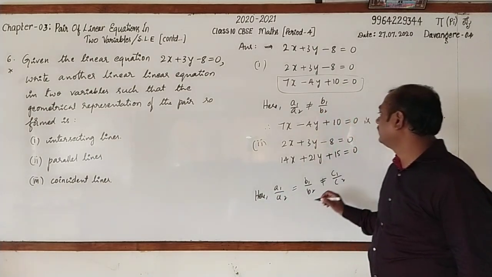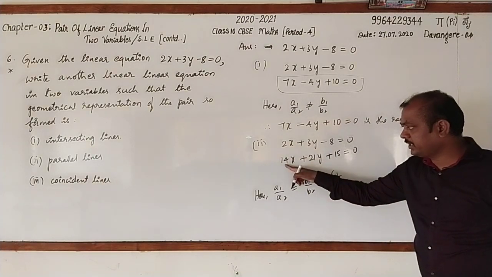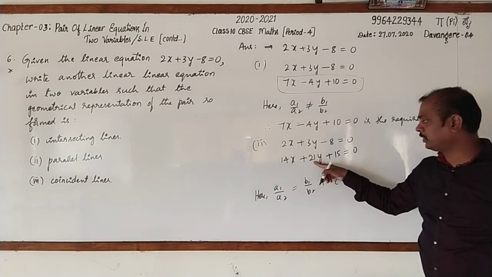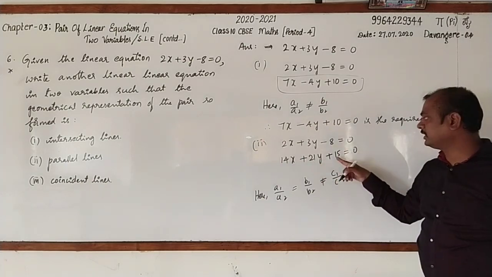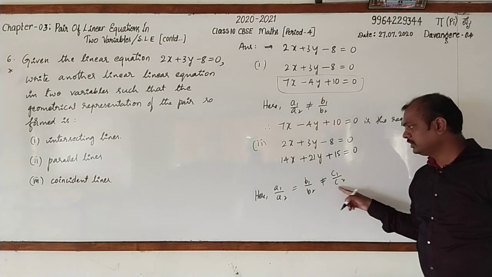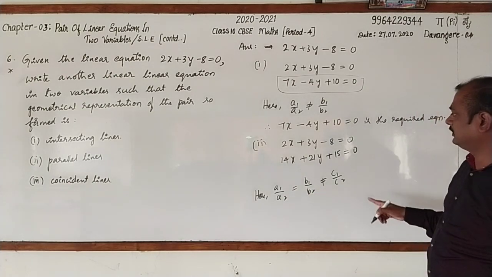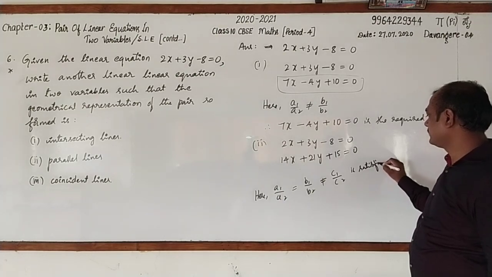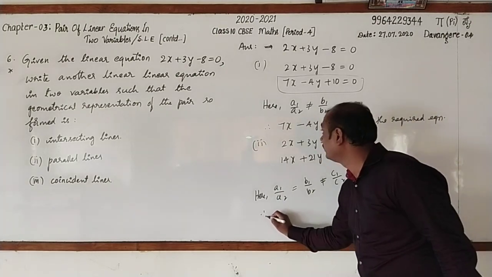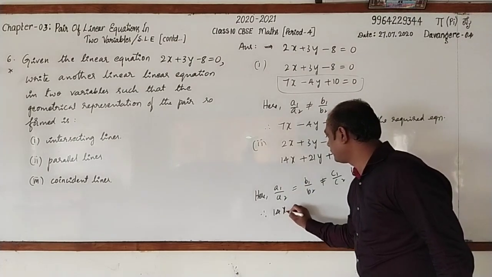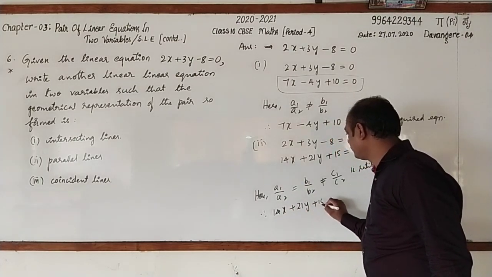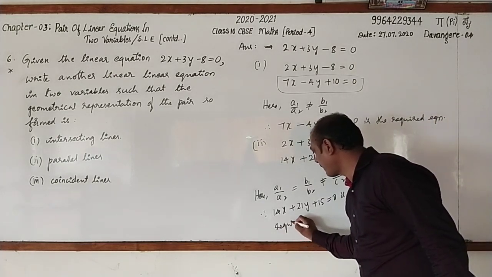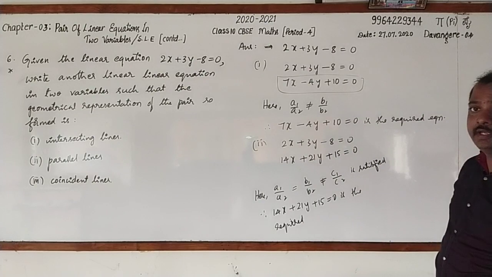Here A1 by A2, 2 by 14, 1 by 7. B1 by B2, 3 by 21, 1 by 7. C1 by C2, minus 8 by 15. See, this condition is satisfied. We can write, satisfied. Therefore, 14x plus 21y plus 15 is equal to 0 is the required equation.